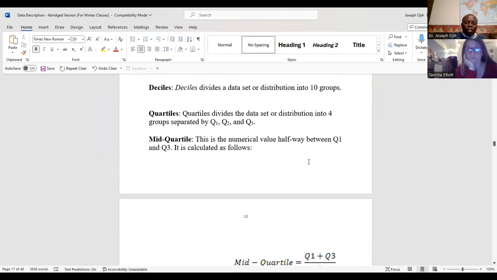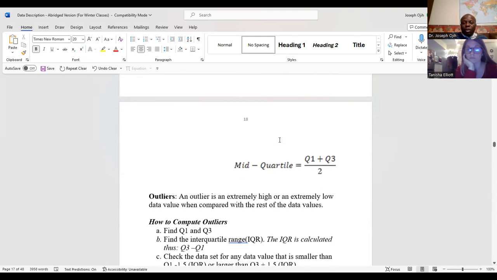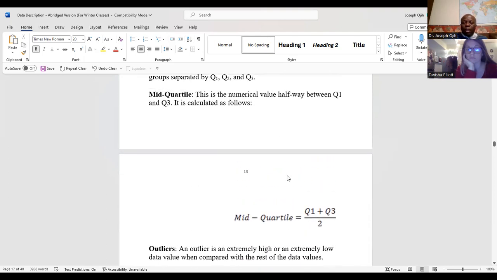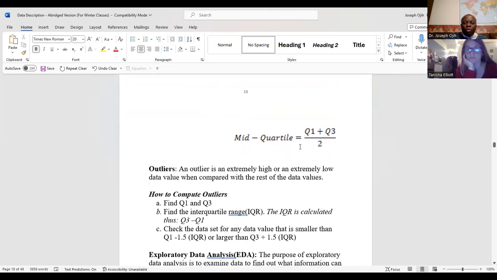The mid-quartile simply means the rough estimate of the second quarter, of the median, because the second quarter is the same as the median. So we'll come to that. And this is the formula for mid-quartile.